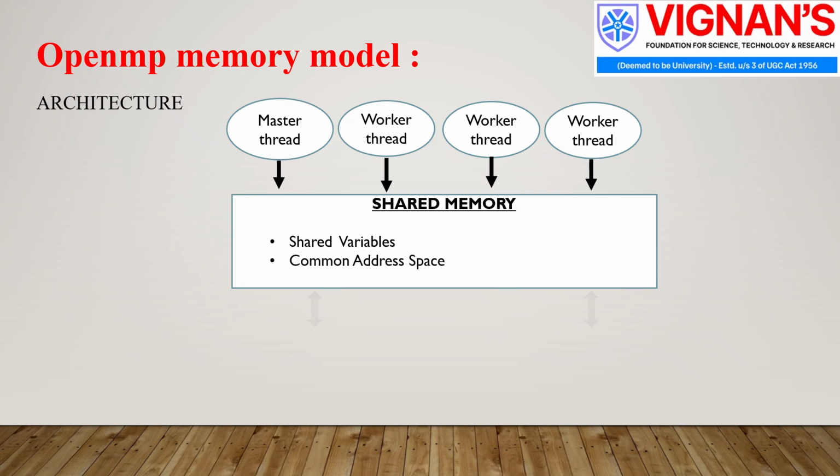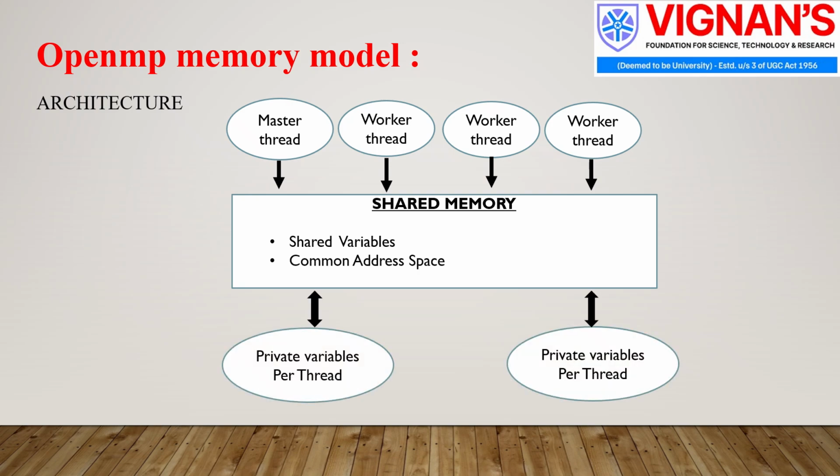In addition to shared memory, each thread also has its own private variables. These private variables are local to each thread and cannot be directly accessed by other threads. Private memory helps prevent interference between threads during execution. Threads can read and write shared memory, but they must use proper synchronization to avoid conflicts. This model enables efficient parallel execution while maintaining data consistency.